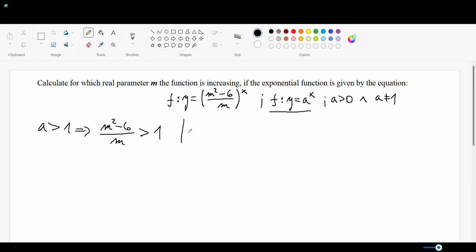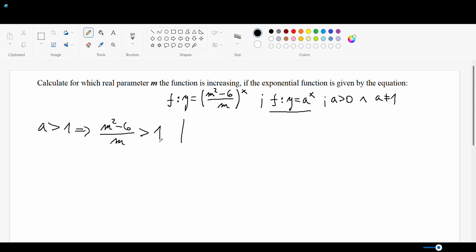Just to remind you, the easiest way to solve an inequality, especially if it is a fraction, is to compare it with 0. How can I compare it with 0?